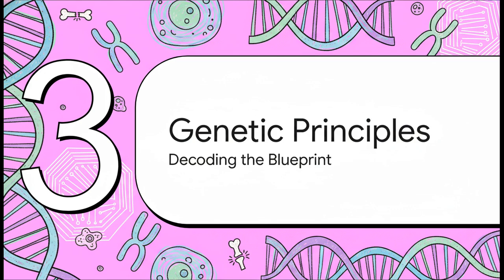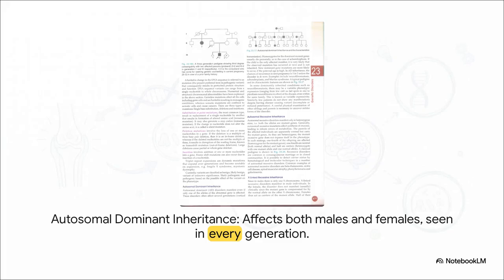Okay, time to shift gears from inflammation to inheritance. Section 3, decoding genetic principles. You know, genetics provides the fundamental blueprint for so many conditions we see every day in pediatrics. Let's start by cracking the code on pedigree charts. Take a look at this classic example of autosomal dominant inheritance.